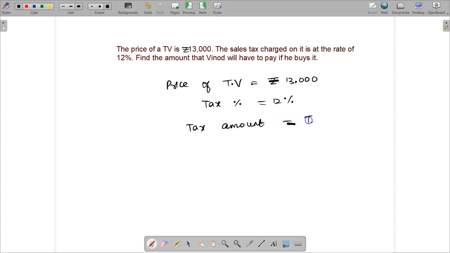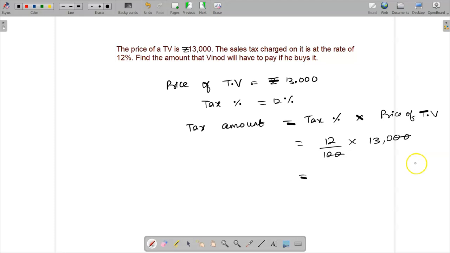So tax amount is given by tax percentage into that particular price of the TV. Okay. So what is the tax percentage? It is 12%. So 12 by 100 into what is the price of the TV? It is 13,000. So 0, 0 get cancelled.